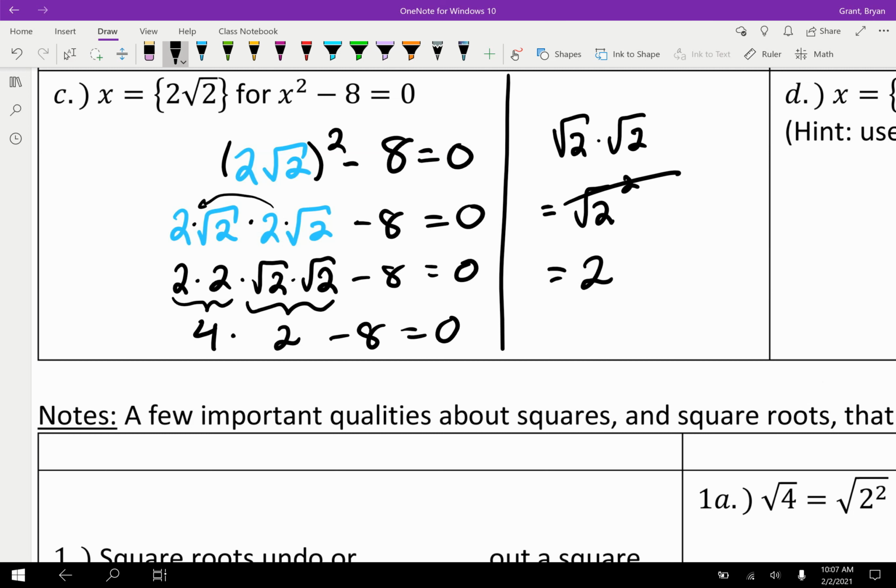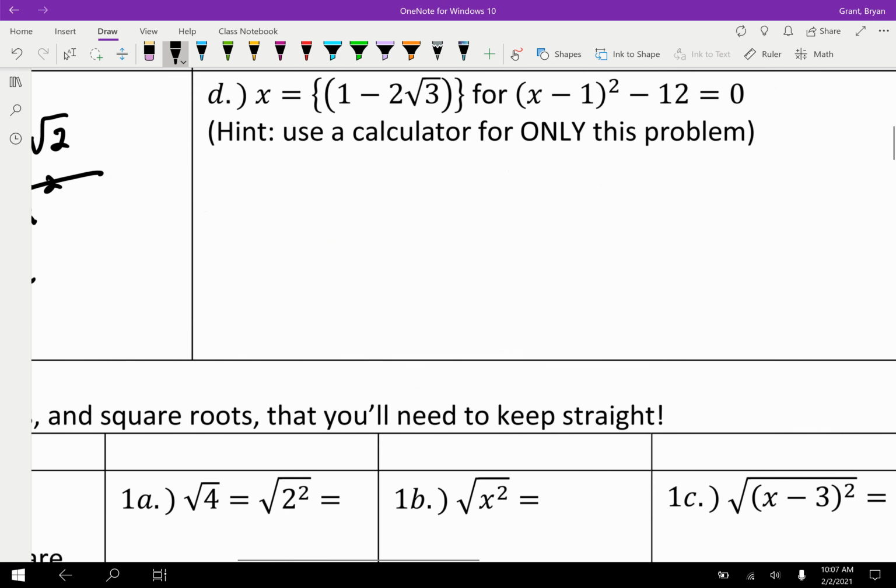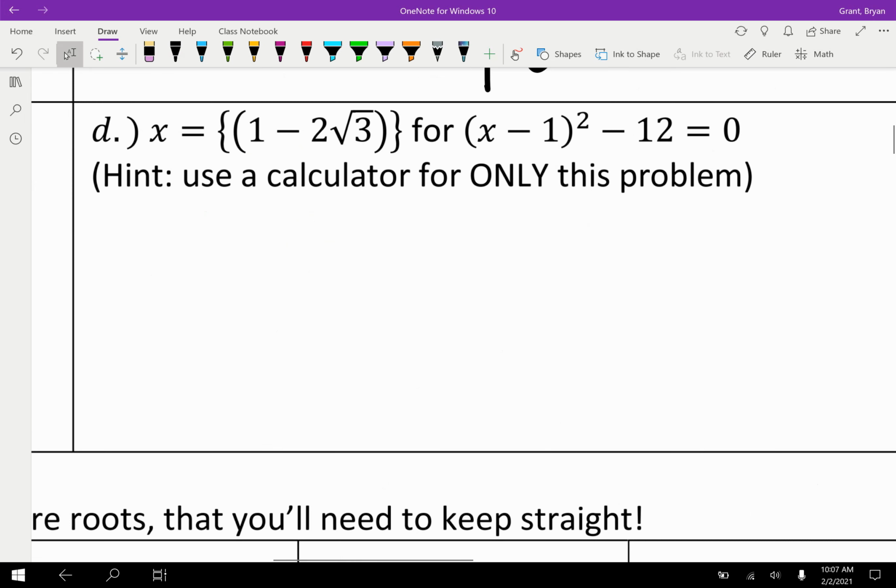Minus 8 is supposed to equal 0. I'm going to use the space down below. Let's do a little bit of math at the same time. 4 times 2 is 8. And isn't 8 minus 8 equal to 0? So the left side does equal the right here. Okay, last problem. It did say you could use your calculator on this problem.